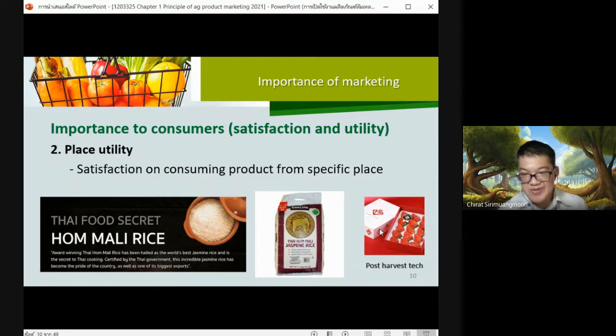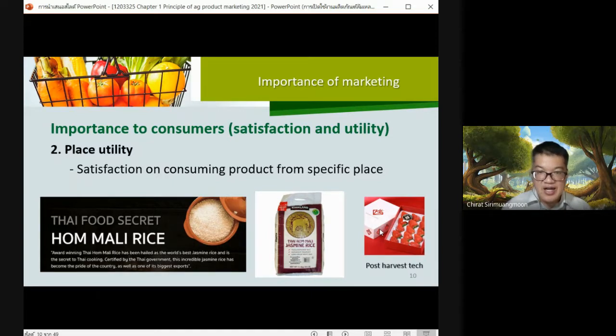You see strawberry, but strawberry of this size is not produced in Thailand. It might be from Japan or Korea. So they need to handle marketing issues for sending this fresh strawberry to Thailand on time. And they need some post harvest handling, to have good quality after harvesting. So this is the place utility.